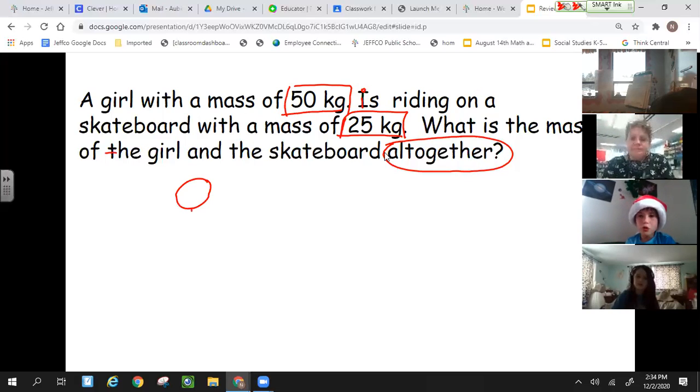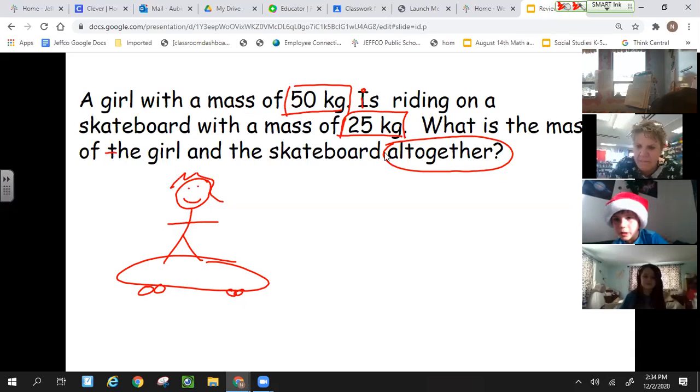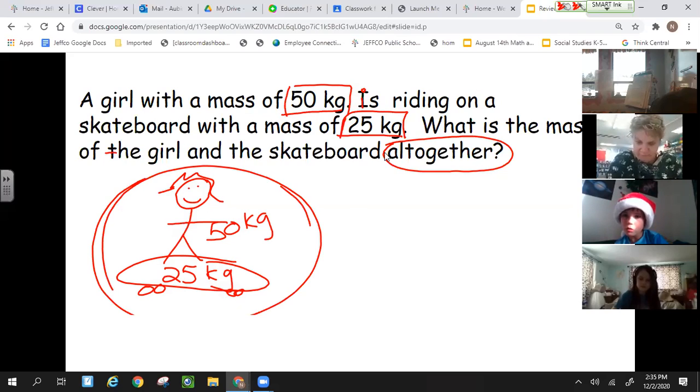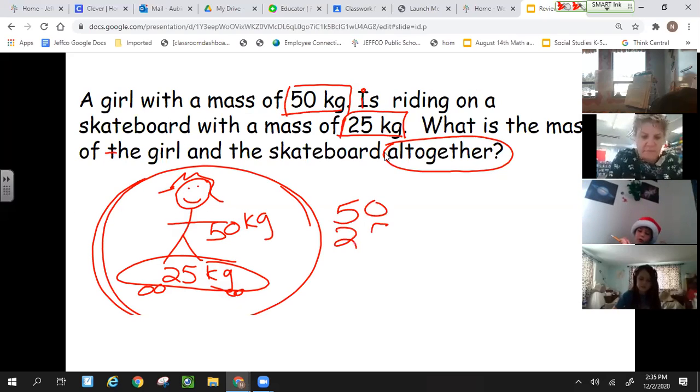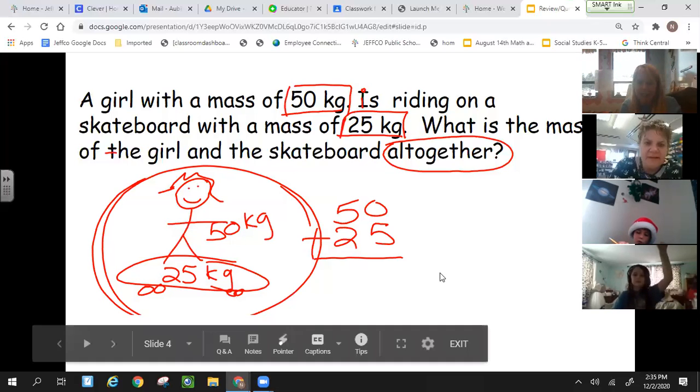So let's visualize this. Here's the girl. Here's the skateboard. She weighs 50 kilograms. The skateboard is 25 kilograms. We want to know what that is all together. So go ahead and stack it. And then tell me your answer when you have it. Raise your hand when you have your answer. That problem should be real simple after the warm-up this afternoon.